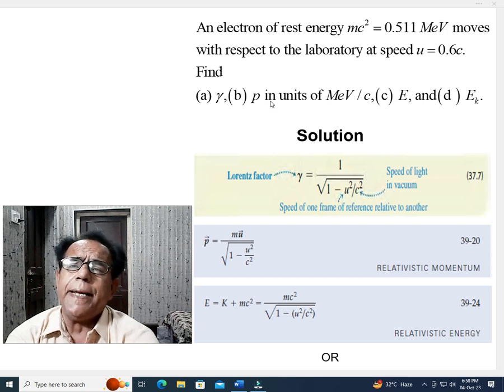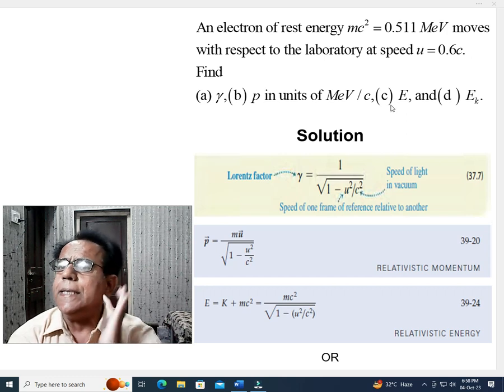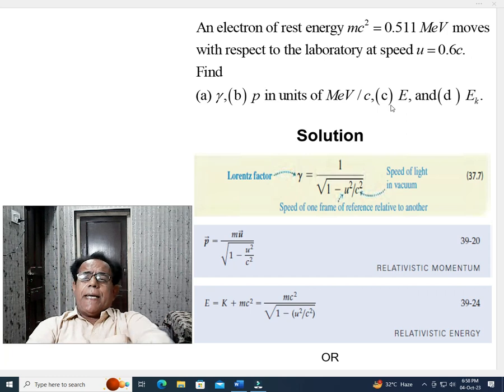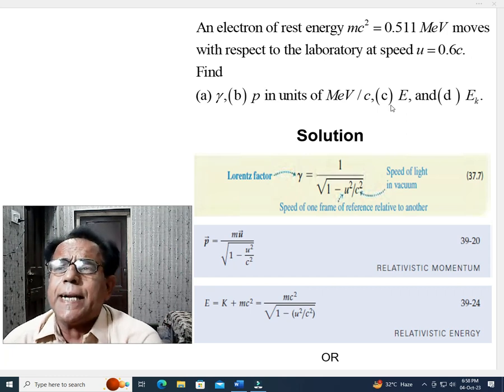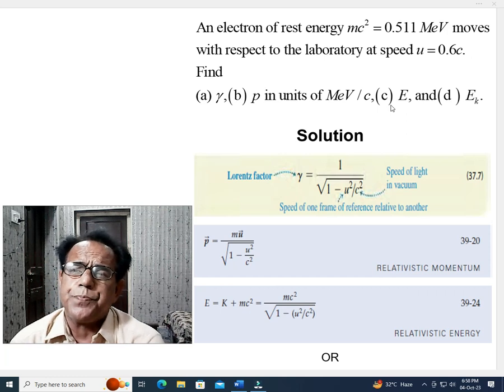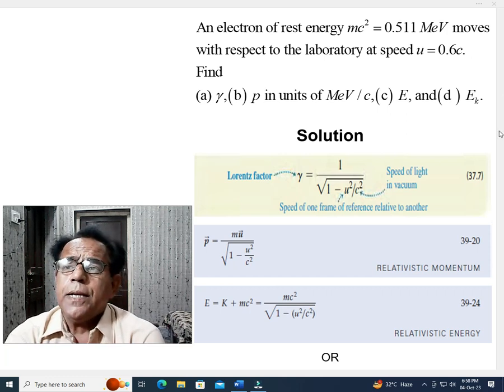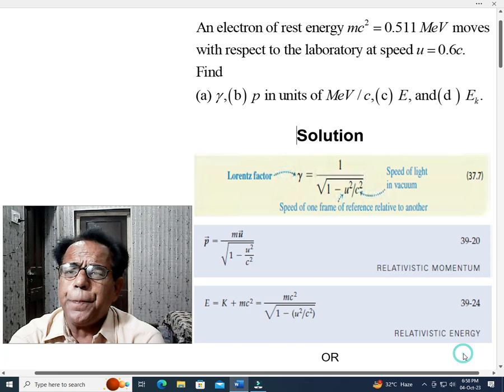Find part A, gamma, that is the Lorentz factor. Part B, P in units of million electron volts over c, where P means momentum. Part C, E, energy, and part D, E_K, where K is written as a subscript of E, that is kinetic energy. Okay, now we come to its solution.